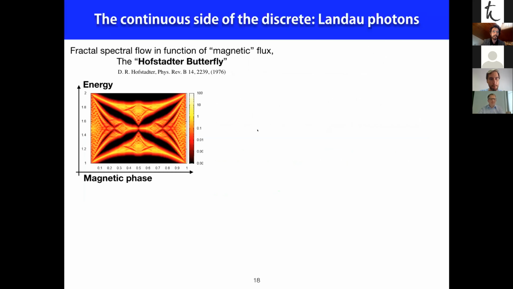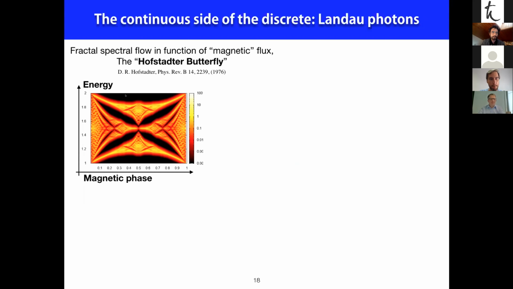So, okay, let's go back to this photonic lattice with this complex phase, with this homogeneous synthetic magnetic field. I plot again the spectrum of the photonic lattice, but now as a function of the magnetic phase. The result is this particular plot, which is well known in the literature as the Hofstadter butterfly. This spectrum is organized in bands, which are separated by band gaps. And there are these very beautiful fractal structures all over the place.